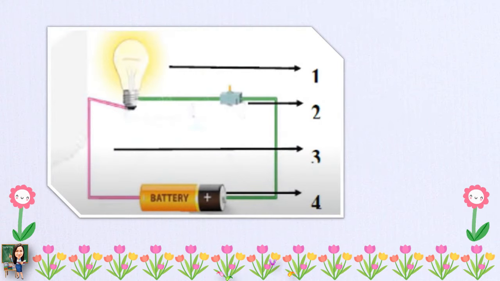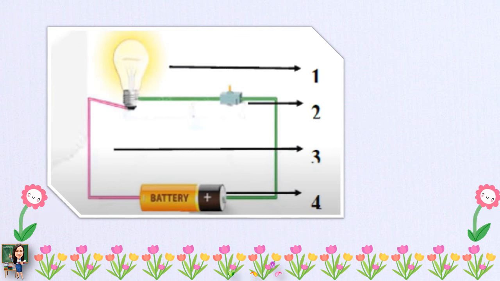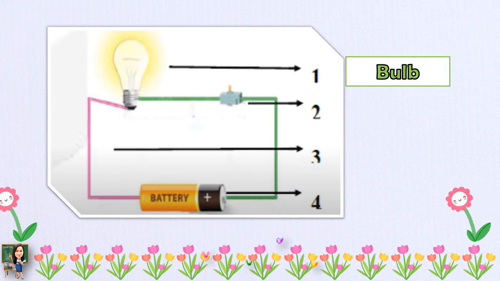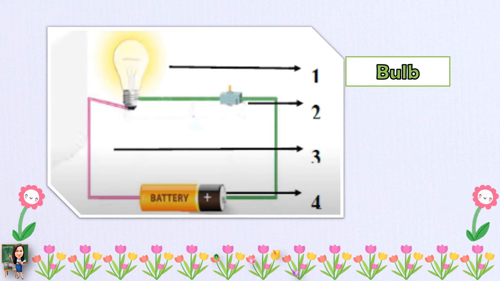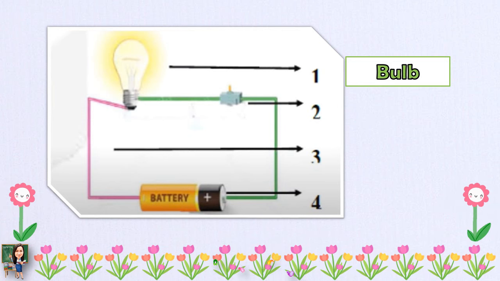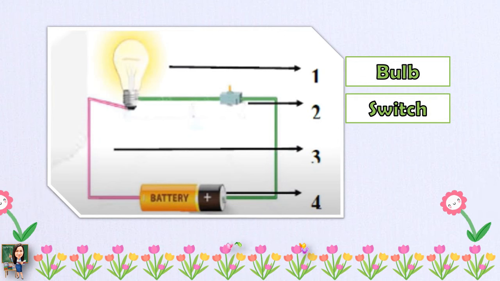For learning task 2, label the parts of the electric circuit. Number 1. What figure is shown in the picture? Correct. It is a bulb. Number 2. What figure is shown in the picture? Very good. It is a switch.